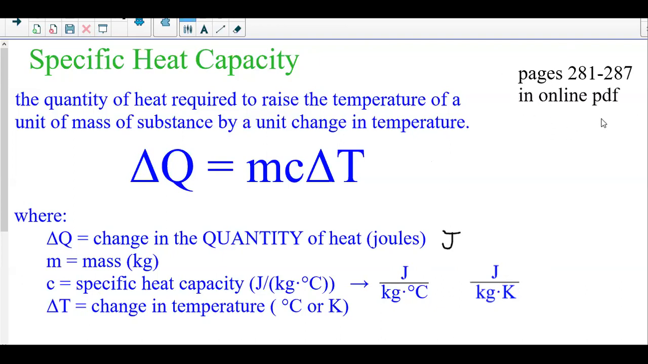If you want to read a textbook, I have a textbook page, a little chapter of a textbook linked online as well. So you can read these 6 pages if you want some more detailed information. So that's really all there is to it, specific heat capacity. So that's the equation.